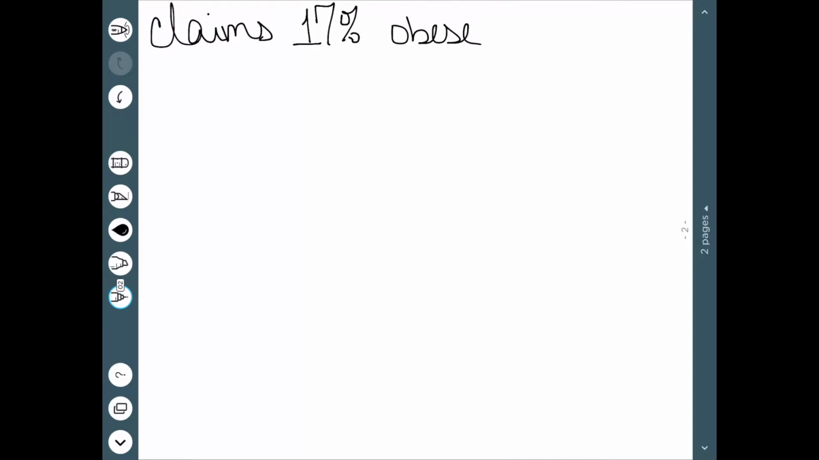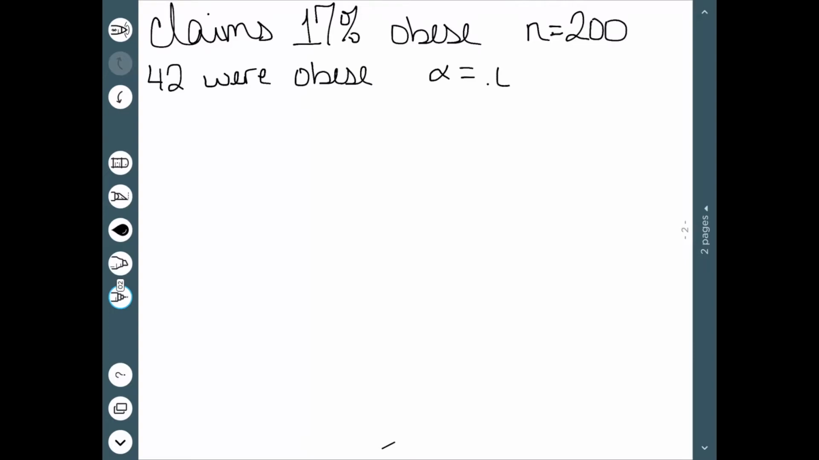So let's suppose we select 200 people in that age group. Within those 200, we found that 42 were obese. And suppose we want to test this claim at alpha equal to 0.05. Let's start with our hypotheses. We're assuming that the actual percentage is 17%, and all we want to do is test if this is right, so not equal to 0.17.